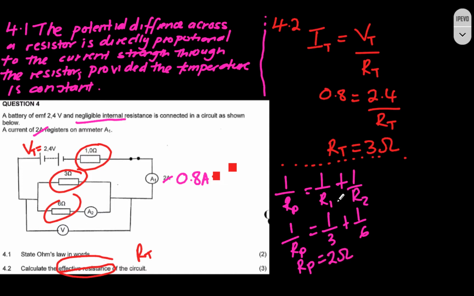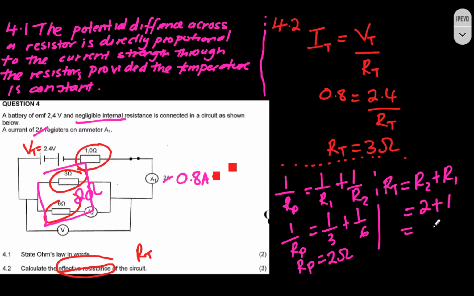Okay, so now we're going to add, because those ones gave us 2 ohms, that means we're going to add that to that 1 ohm to get the total resistance. So our Rt is going to be equal to 2 ohms plus 1 ohm. This is equal to 2 plus 1, which is equal to 3 ohms. That's our total resistance of the whole circuit. As you can see, this is exactly the same as the one that you got on top there. Okay, so moving on to the next question.